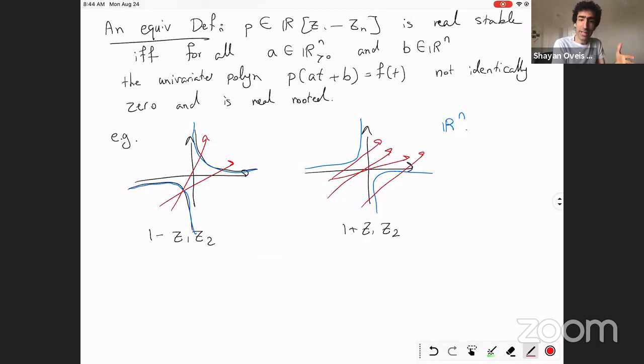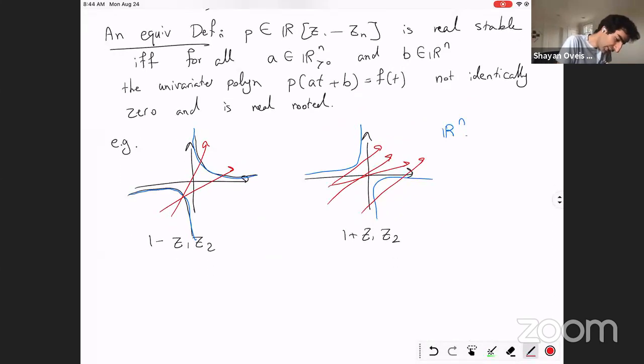This means that the left polynomial is real rooted because it's degree 2. Every univariate restriction also is degree 2, it has exactly 2 points, so it is real rooted. But the right one is not real stable because there are some univariate restrictions, like this one, where if you restrict the polynomial along that line, you see no roots in the real domain, which means that the 2 roots will be in the complex domain. So the polynomial is not real rooted. So this is a test that the left polynomial in this picture is real stable and the right one is not real stable.